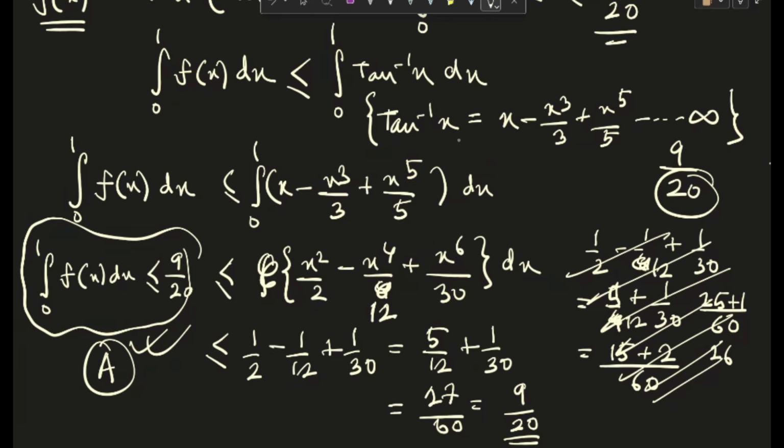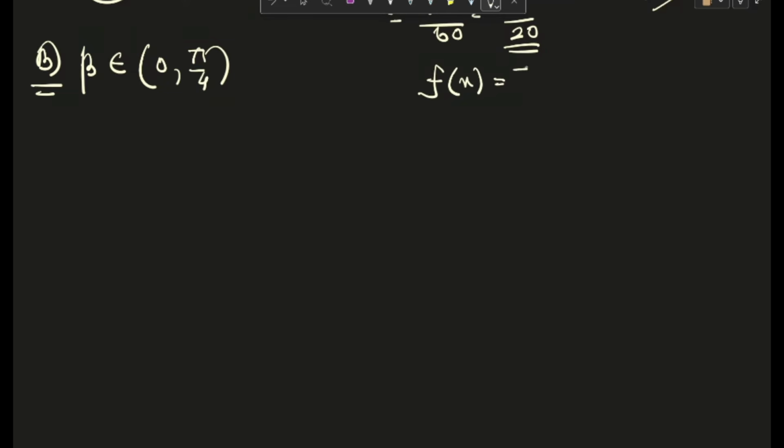Now let's go on to option number B. In option number B, it basically says that if we take some beta belonging to 0 to pi by 4, then there would be a line y equals beta, obviously a horizontal line. It would intersect the curve of f of x 2n times in the interval 0 to 2n pi. So to find out whether this will happen or not, we have to examine the curvature of f of x. So f of x is tan inverse sin x.